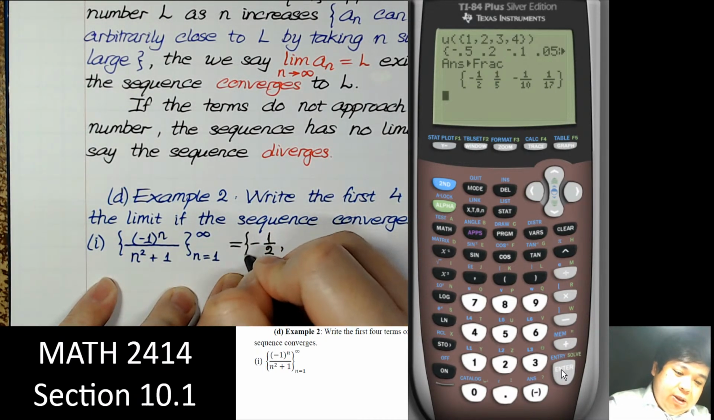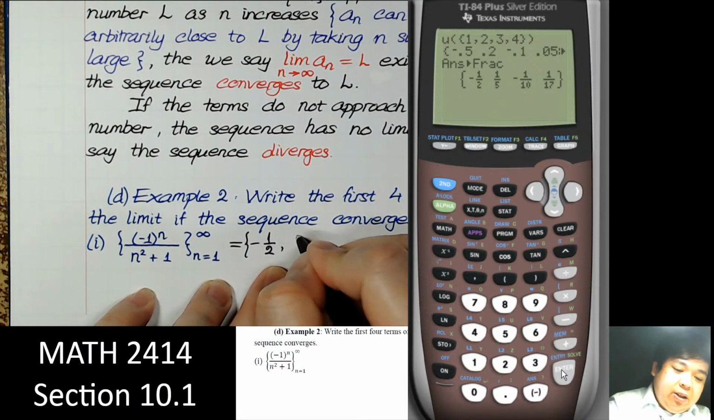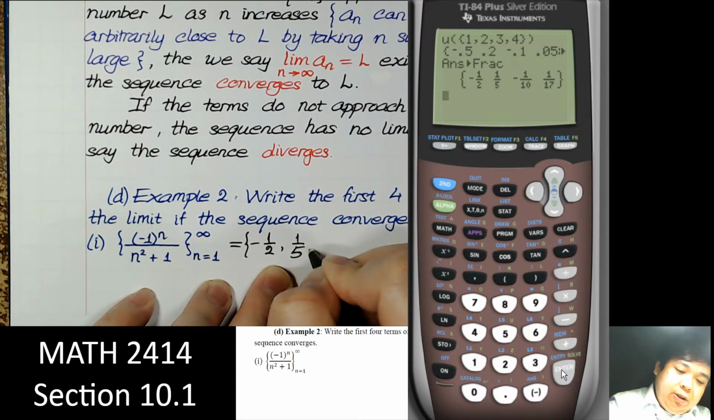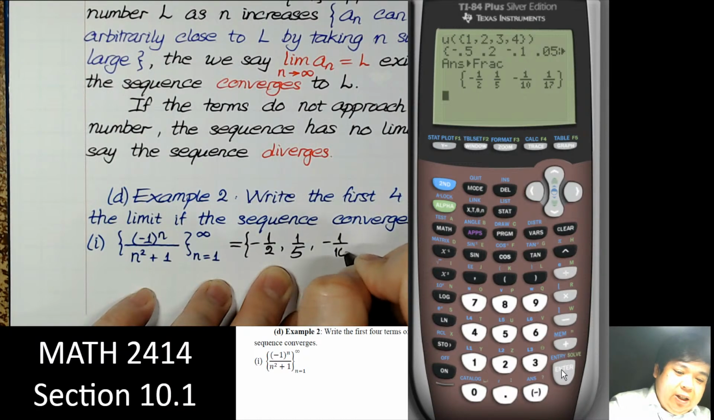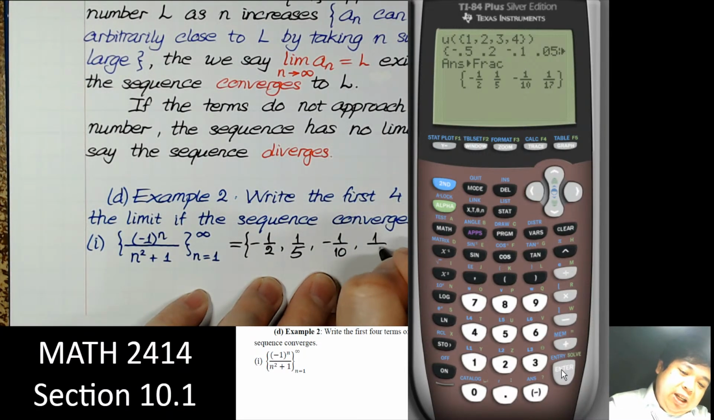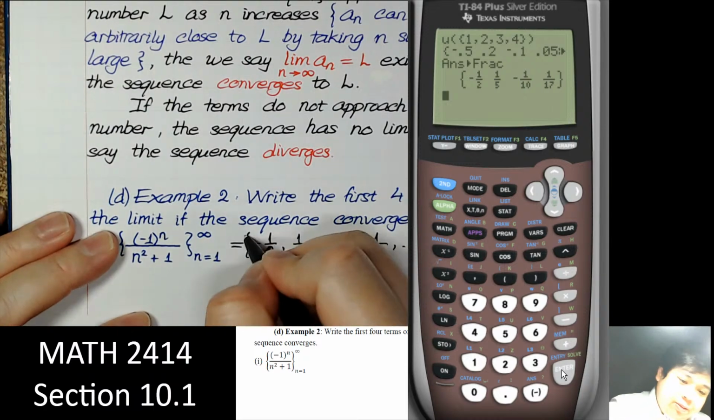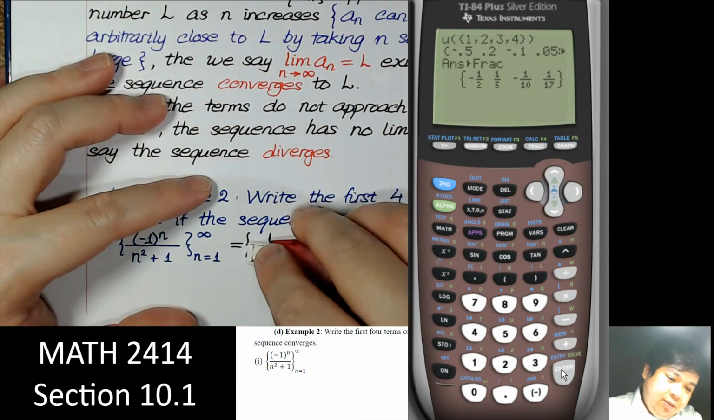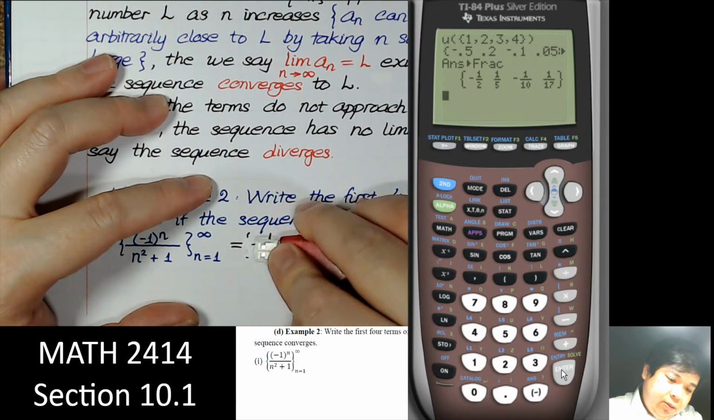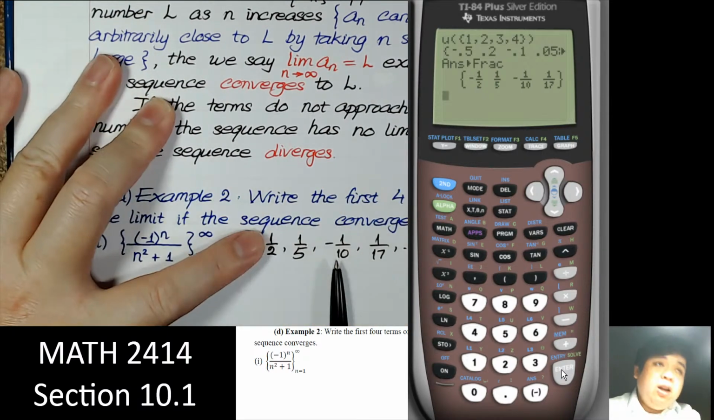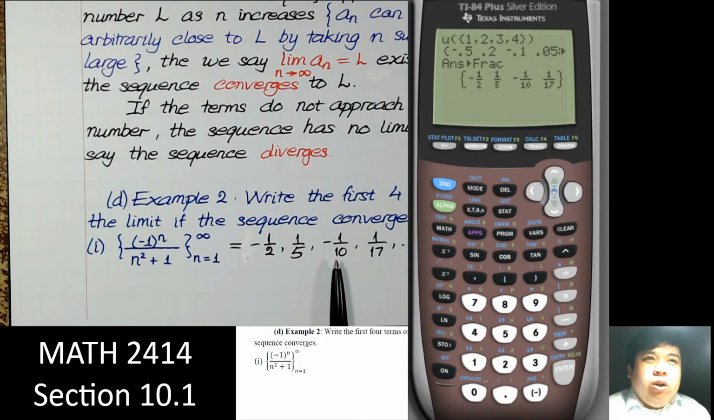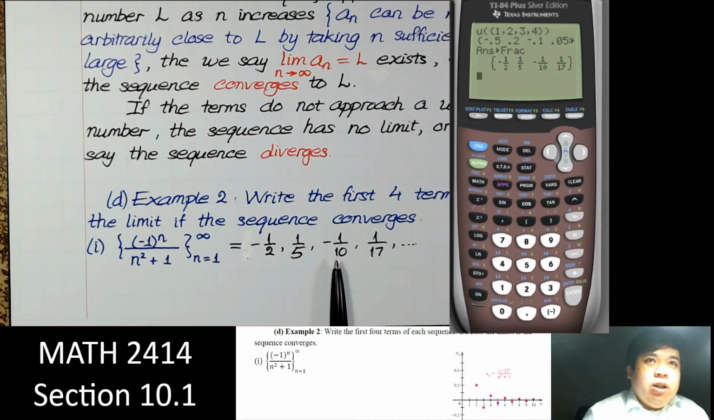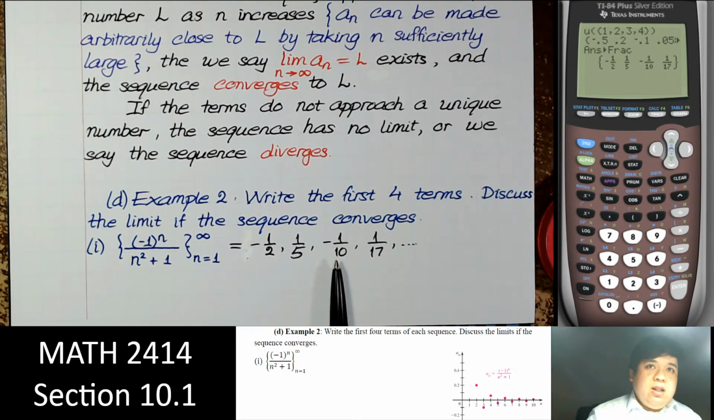First 4 terms, negative 1/2, 1/5, negative 1/10, 1/17, and then so on. Right. Yeah. Either we put that with the bracket or not. It's not really important. Or we just give them a list.